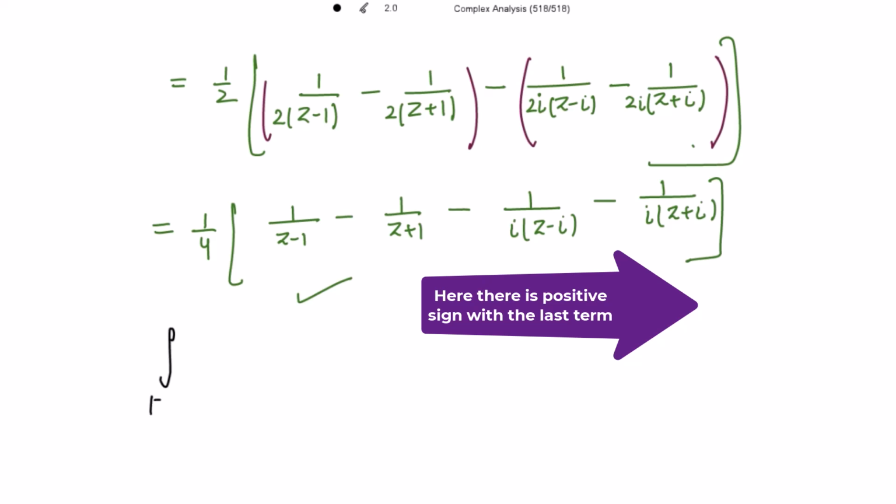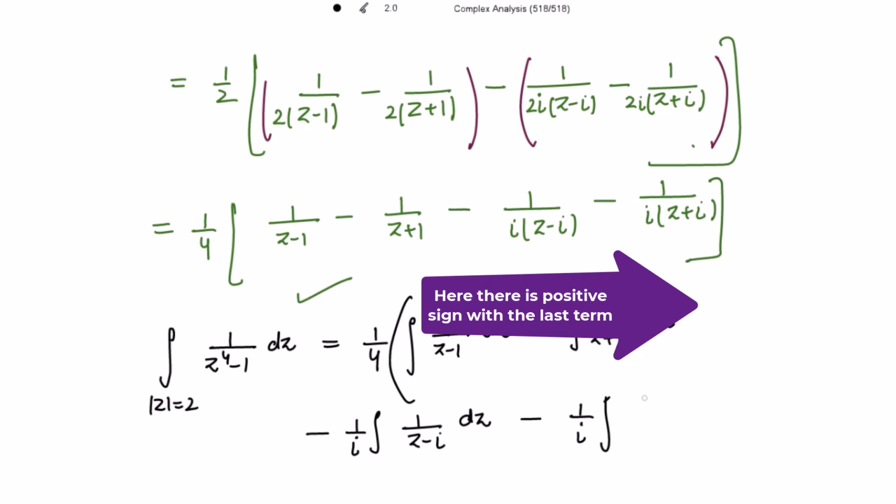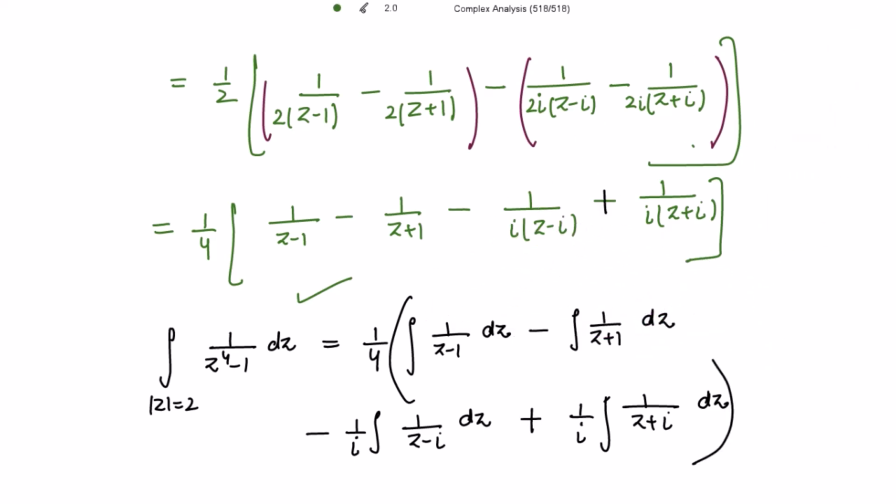So our given integral becomes 1 divided by 4 times the integral of 1 divided by (z − 1) dz, minus the integral of 1 divided by (z + 1) dz, minus, let's take 1 by ι outside, the integral of 1 divided by (z − ι) dz, plus 1 divided by ι times the integral of 1 divided by (z + ι) dz. Let's evaluate now all these integrals.